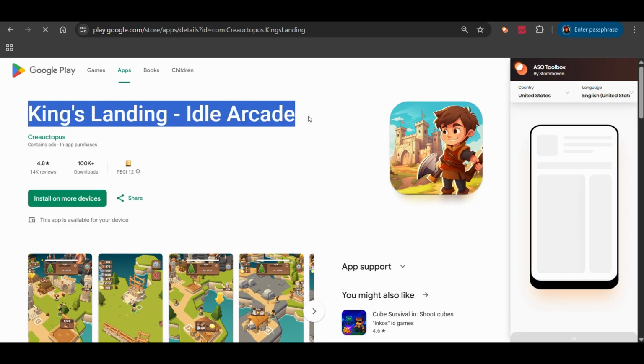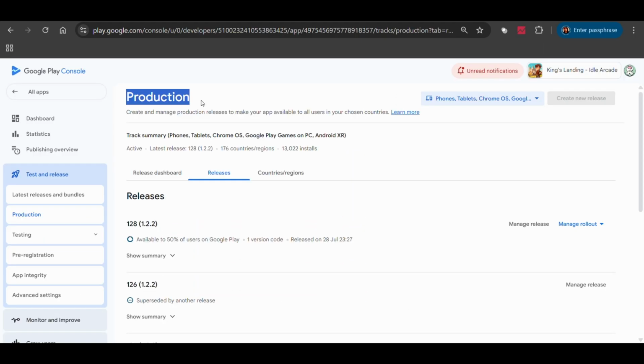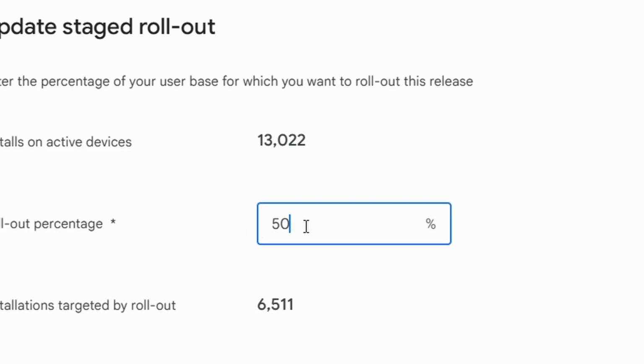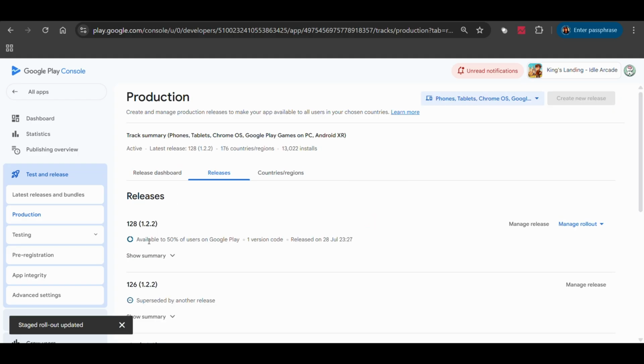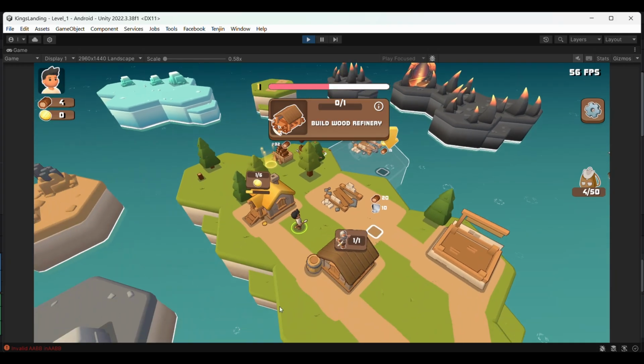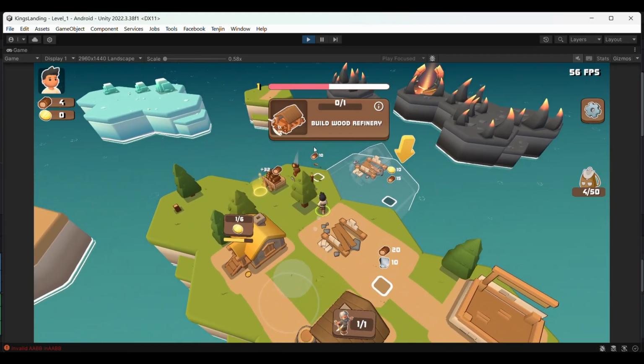Here's what I did. I took my game King's Landing and set up a proper A/B test using Google Play's staged release feature. The setup was 50% of users got the version with Yodo1 MAS, and 50% got the version with AdMob. Identical ad placements in both versions, same game build, same everything except the ad mediation platform.